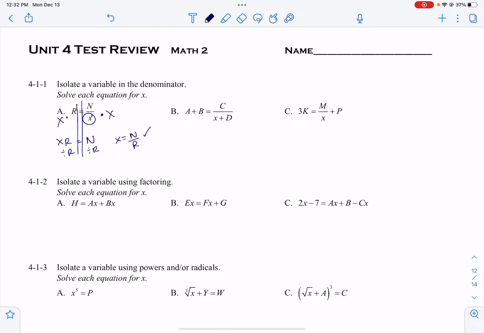And yes, it matters if they are capital letters or not. You will get marked wrong if you use the lowercase, if it's an uppercase in the problem. So be really careful of that.